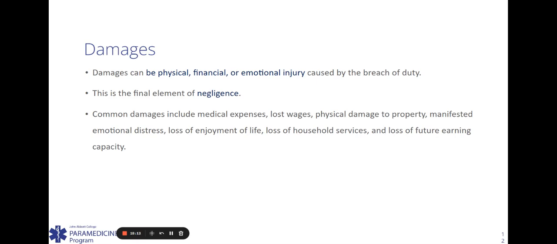So the final element of negligence is damages. When a duty is breached and it directly causes harm, the resulting damages can be physical, financial, or emotional in nature. And these damages can come in the form of medical expenses, lost wages, physical damage to property, manifested emotional distress, loss of enjoyment of life, loss of household services, loss of future earning capacity, and so on and so forth. It's important for you to understand that the harm caused by a breach of duty can have a lasting impact on individuals and families, and it's a key component of understanding negligence in the context of paramedic practice.